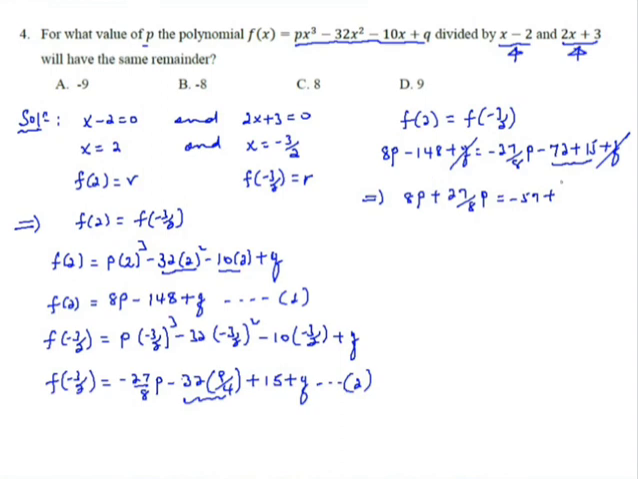plus 148. Okay, so this implies 91 over 8p is equal to 91. Therefore the p value becomes 8. So the value of p must be 8 so that this polynomial function will have the same remainder when it is divided by x minus 2 and x plus 3. So our p value will be 8.